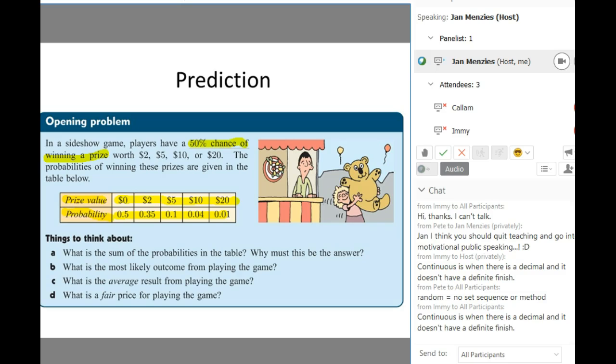So the variable we're interested in has a capital. So capital X is the prize value. And the way I worked that out was by actually looking at what they've put in the table, that the prize value is the variable we're examining, and there's a whole heap of outcomes.